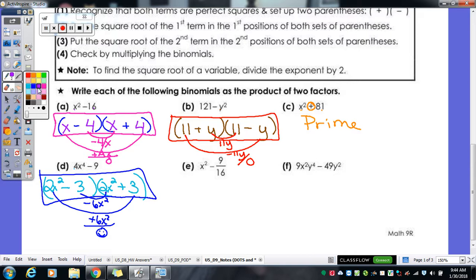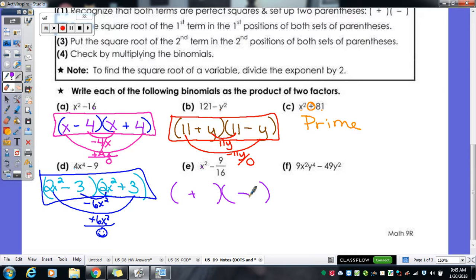All right, so E, do we have a GCF? No. No GCF. It's not a trinomial, so it's not 3 terms. So that means it's got to be dots. Is this first one a perfect square? Is my fraction a perfect square? It is. So again, one's plus, one's minus. Does not matter where the positive and the negative go as long as they are both there.